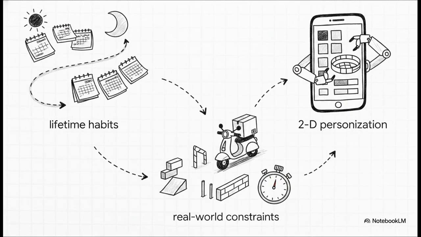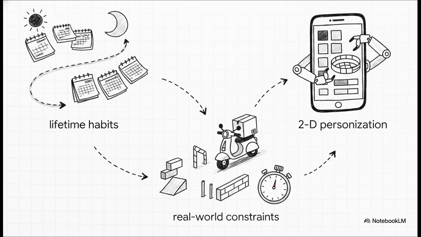First up, account life sequence learning, meaning looking way beyond your current session to analyze habits you formed over months or even years. Second, 2D whole-page personalization. Instead of just ranking a 1D list, they want to optimize the entire 2D layout of your screen, the carousels, the visual flow, the whole shebang, all at once.